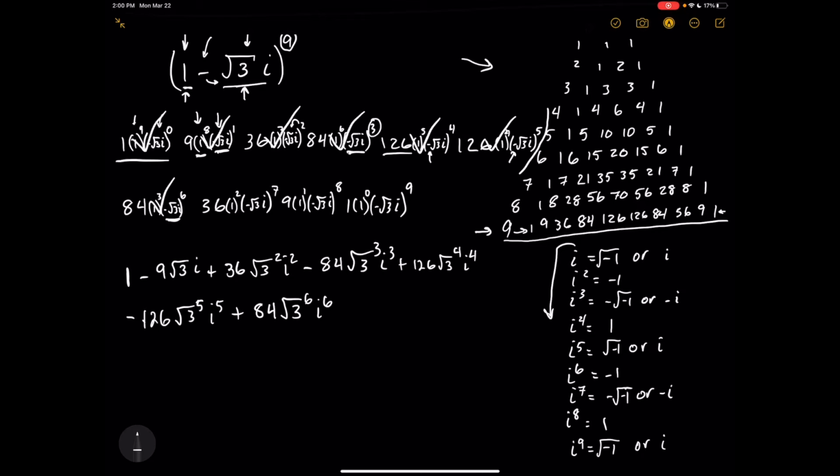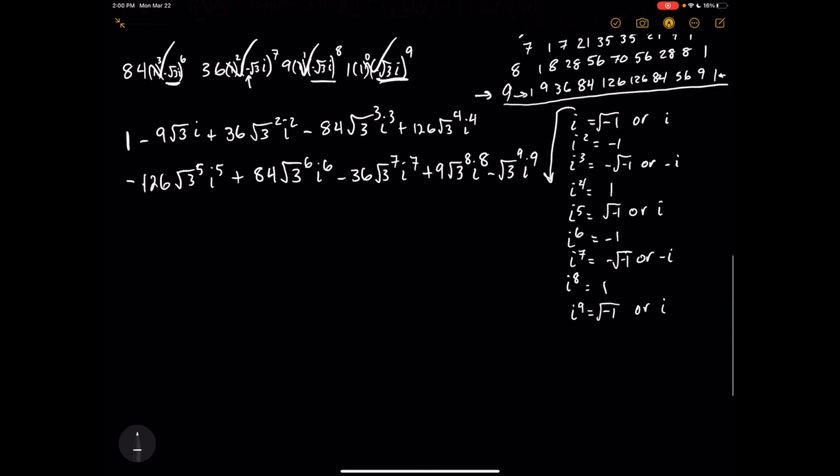All right, done there. 36 with an odd power, so we're going to be negative. So minus 36 root 3 to the 7th, i to the 7th. Then 9 with an even power right here, so we're going to be positive, so it'll be plus 9 root 3 to the 8th power, i to the 8th power. And finally, we have one more odd, so it's going to be negative 1 root 3 to the 9th power, i to the 9th power. Okay, so now that I've gotten that step done, check that one off as well.